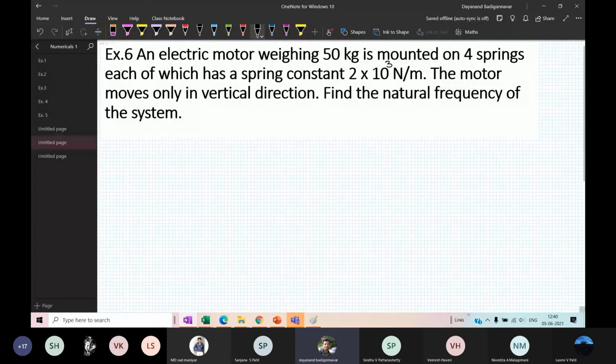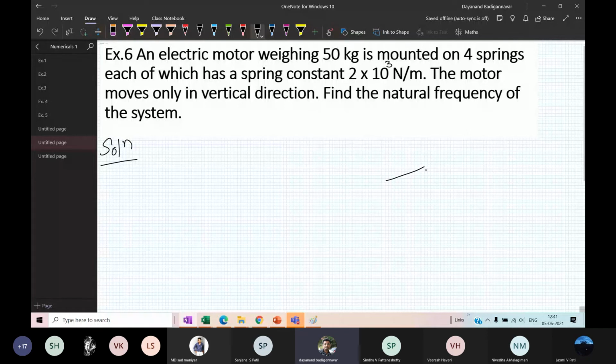The motor moves only in vertical direction. Find the natural frequency of the system. Again, I will read out. An electric motor weighing 50 kg is mounted on 4 springs, each of which has spring constant 2 into 10 to the power of 3 Newton per meter. The motor moves only in vertical direction. Find the natural frequency of the system.